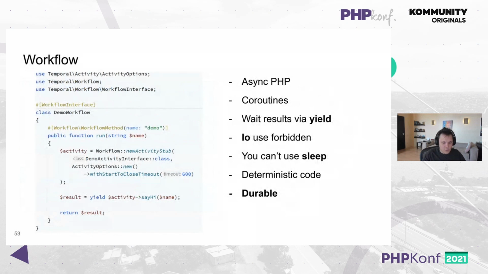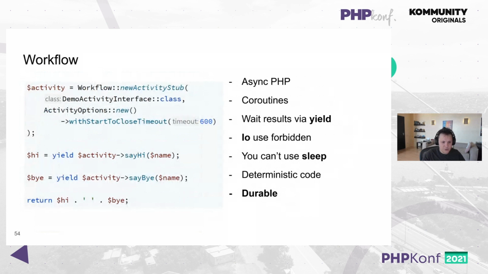And then you have a workflow. This is how a workflow looks inside your application. Again, it's a class with an attribute. I'm going to zoom in on the internal part just to make it a bit easier to see. This is async PHP code, so you have to use yield to wait for the result. You cannot use classic PHP blocking functions here because, again, it's async PHP.